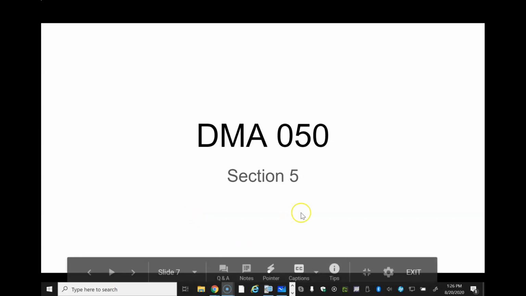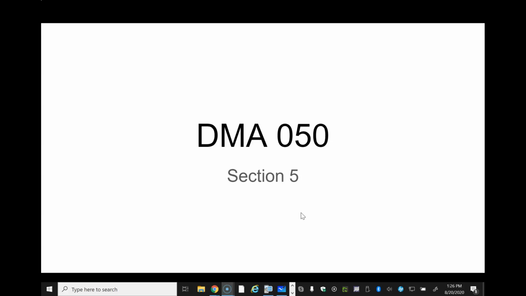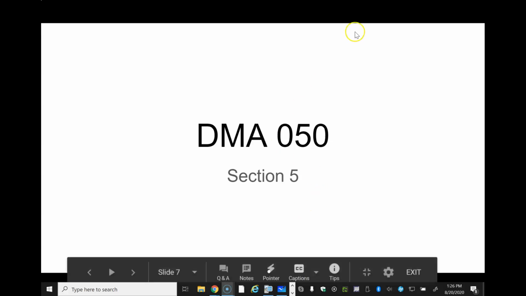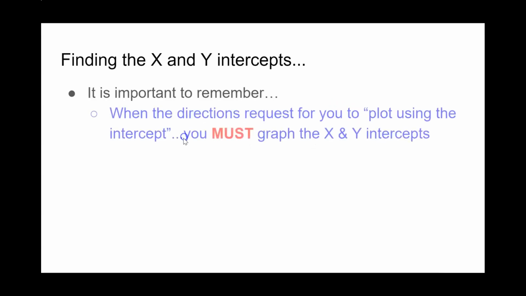So in section 5, I briefly went over section 4, where we're going to use those to equate. Just to recap, finding the x-intercepts is important. When the direction requires a sentence, I need you to write it down and star it. And when the direction says plotting using the intercepts, we must use the x and y intercepts in order to graph.